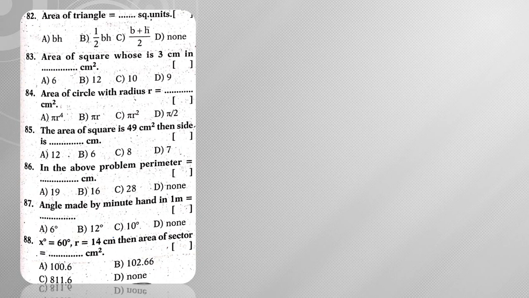Next, moving on to question number 82. So area of triangle is nothing but given by half into base into height. Next, area of square whose side length is 3 centimeters is 9 centimeters square, because area of square is s square. So s square means 3 square, which is equal to 9. Right. Next, area of circle with radius r is given by pi r square. Area of square is 49 centimeters square, then side is. So side is equal to square root of area, which is square root of 49, which is equal to 7 centimeters. Hence the answer is 7 centimeters.